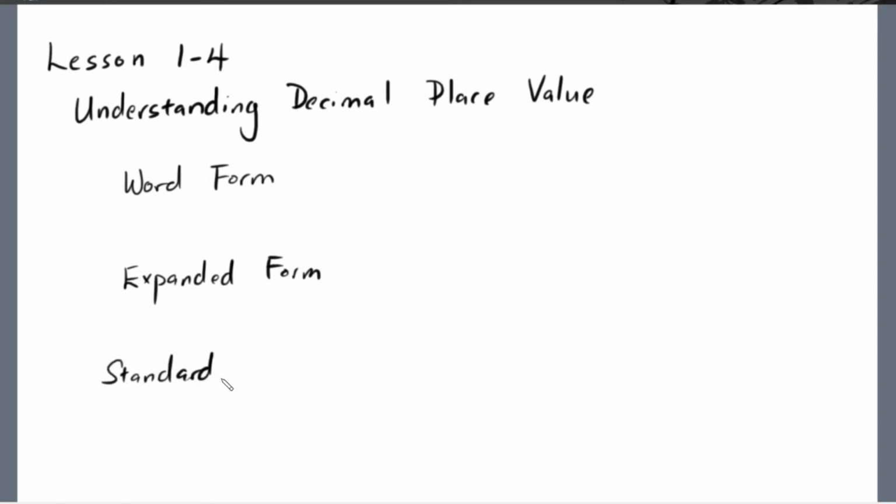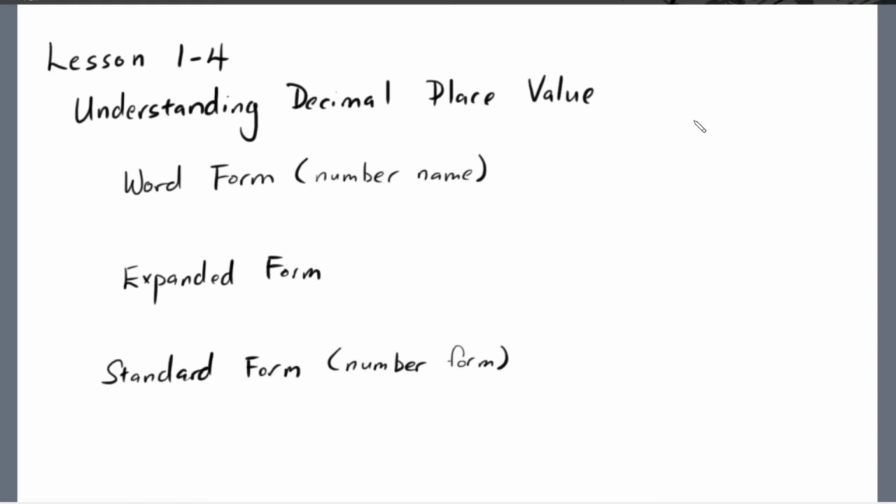Now, standard form is just the fancy way of saying what is our number as a number. So we can also call this a number form. And word form is just how you would read it, so we can also call this the number name. Expanded form is the one that deals explicitly with everything's place value, and we'll talk a lot more about expanded form as the lesson goes on.